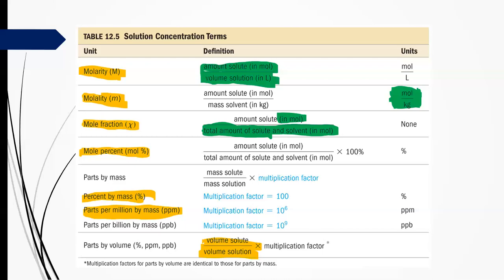Mole percent is basically take your mole fraction and then multiply it by 100% to turn it into a percent. Mass percent is similar. Mass percent is going to be the mass of the solute over the total mass of the solution. And then you multiply that by 100 in order to get that into a percentage.